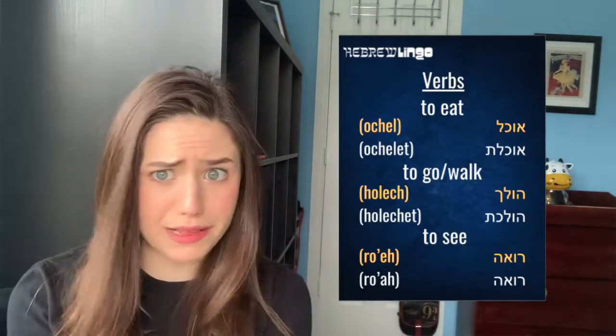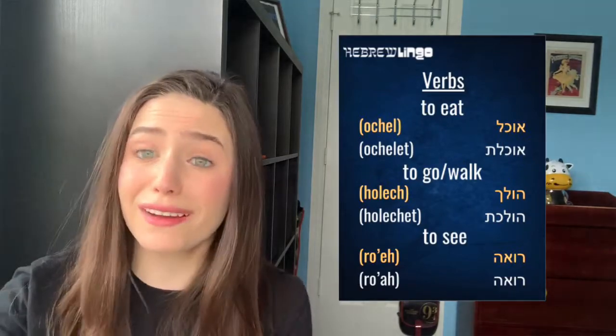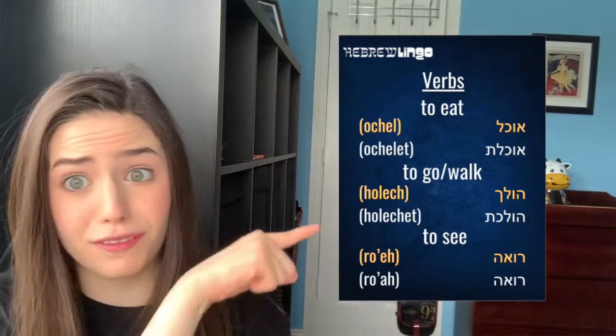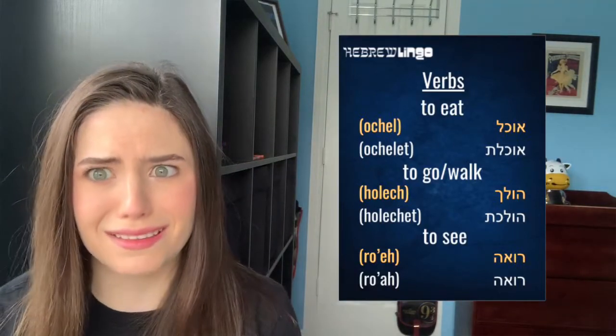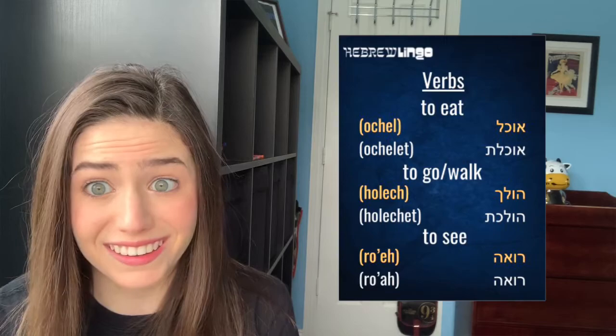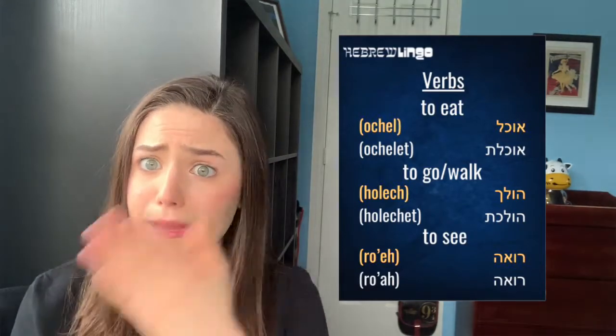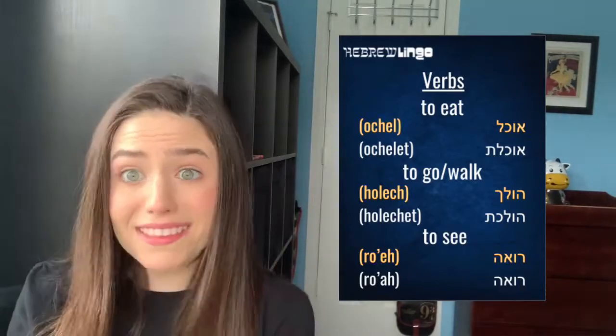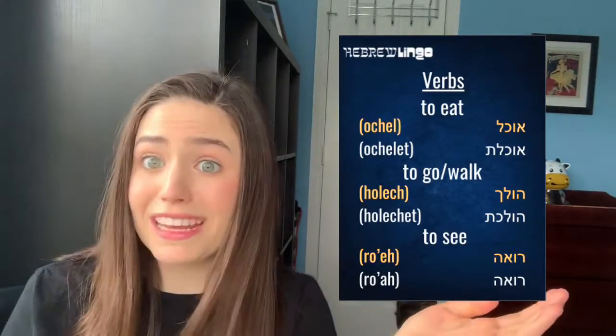Luckily, this first word might seem a little bit familiar to you because it looks very similar to the word for food, which is ochel. Now you're looking at the very first version of the word to eat and you're thinking, isn't that the exact same word as ochel? But the emphasis for the noun is actually at the beginning of the word, while here as the verb, it's at the end of the word to create ochel. So the masculine version for the word is ochel and the feminine is ochelet.